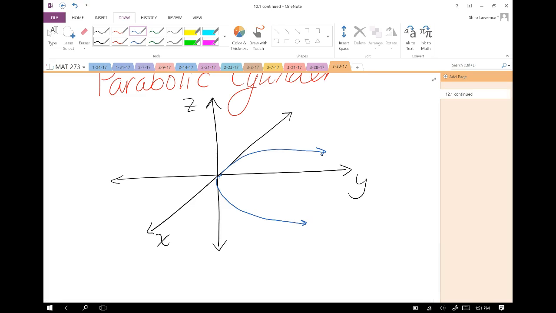And since Z is missing from the equation, technically Z is not restricted. There's nothing in that equation telling me where on the Z-axis to draw that parabola. So I can draw it anywhere on the Z-axis. So I could also draw it up here. I could also draw it down here.